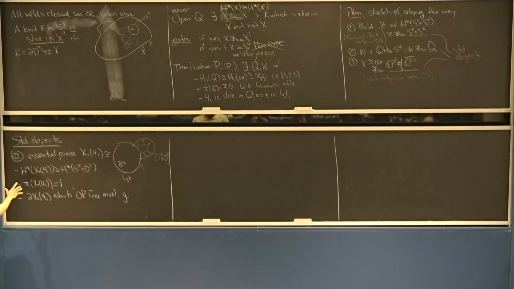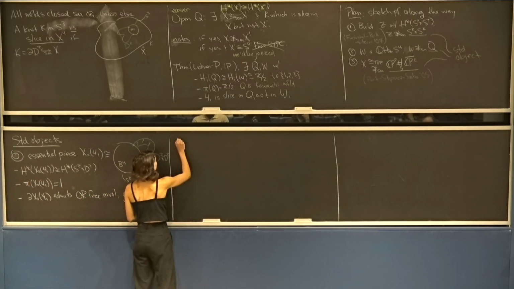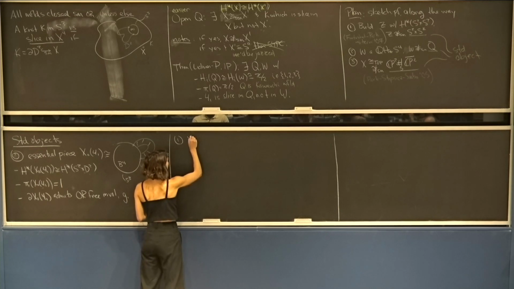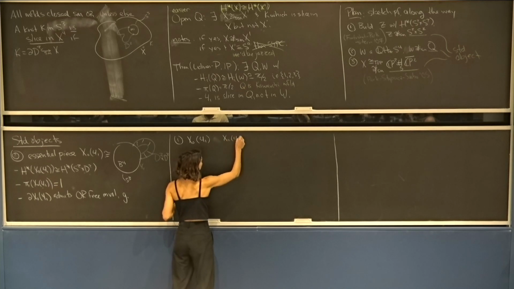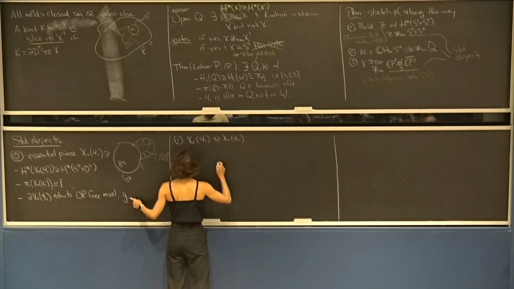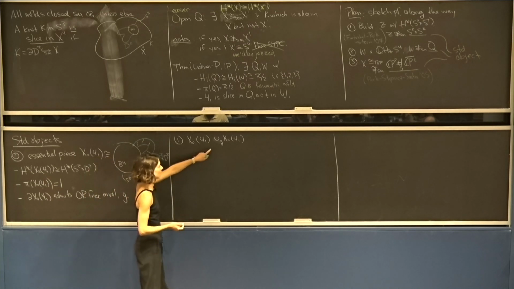OK, great. So we're going to use this piece to build all of those manifolds that you already know about. Here's the first one. We're going to take the 0 trace and another copy of it, and we're going to glue them together using this involution.